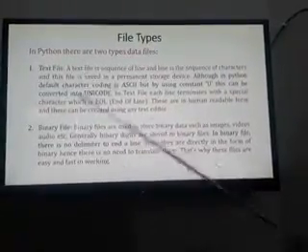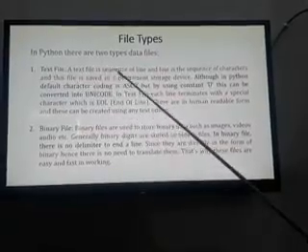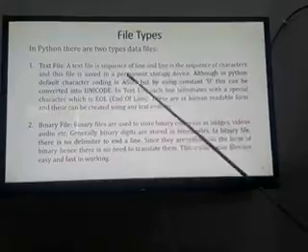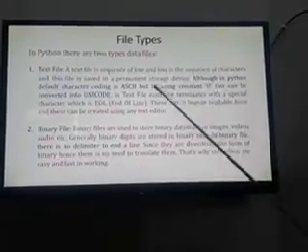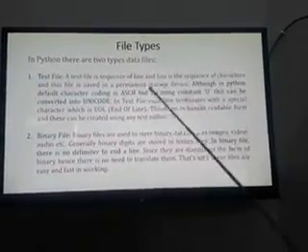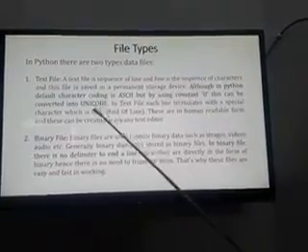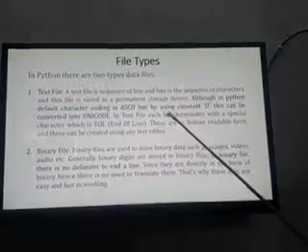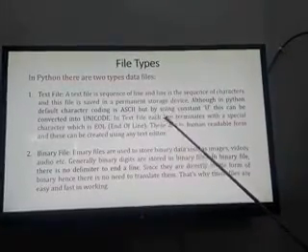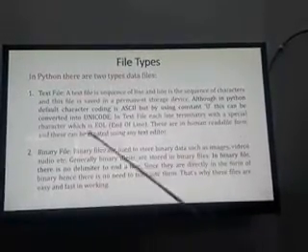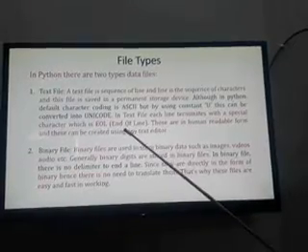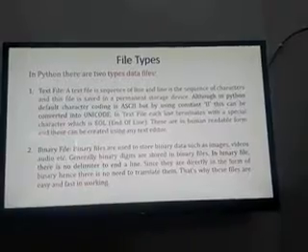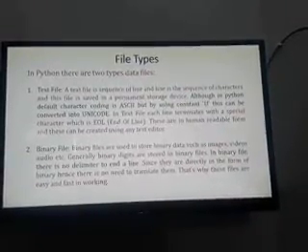So there are two types of files which Python deals with. One is text file. Text file is a sequence of characters and they are written in a line and stored permanently. Generally ASCII format is used, but you can also use Unicode format. This is important: each line in a text file is terminated with a special character known as EOL, end of line, which specifies that the line has ended and new data will be written on the next line.